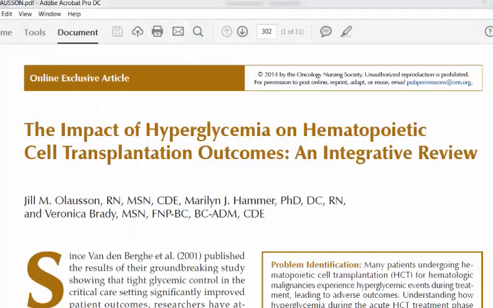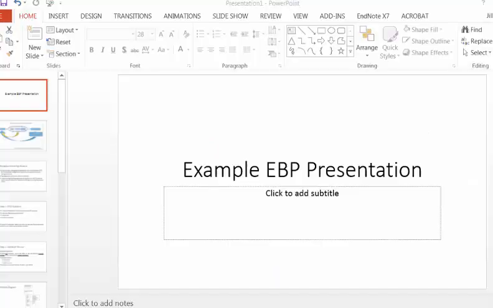I'm going to use an article that I wrote, and some of you have already seen, to give an example of how this evidence-based practice might work. So this is the article here that I'm referencing, and here are some slides I've created and I'm going to share with you.